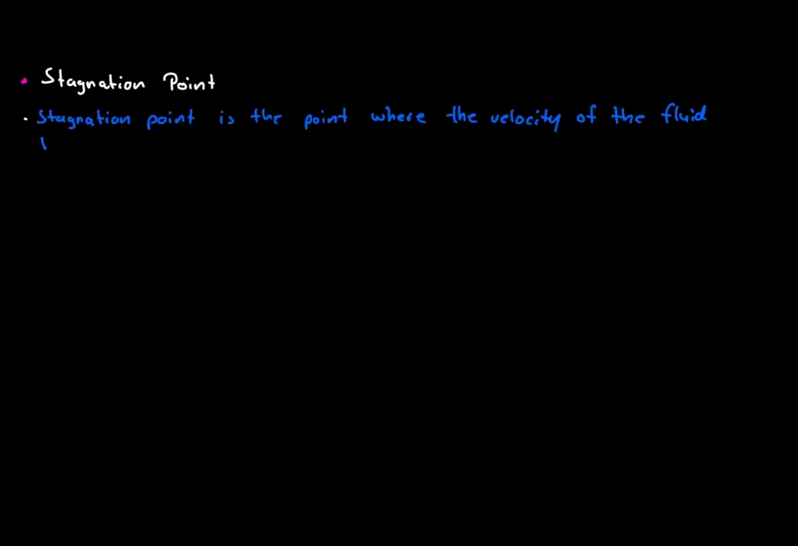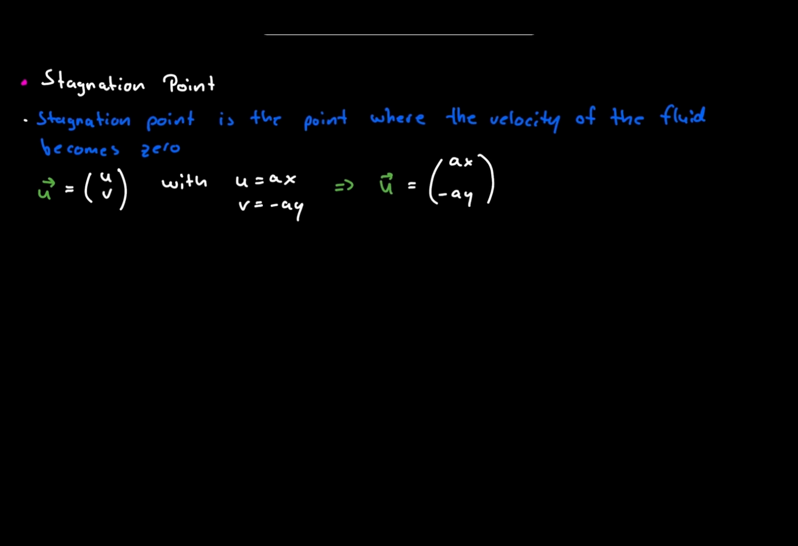Next, we consider stagnation point flow. A stagnation point is a point where the velocity becomes zero. The velocity field is u equals ax and v equals minus ay. So, the velocity increases linearly as we move away from the origin.